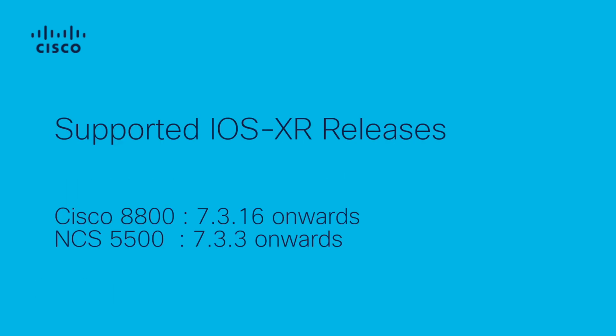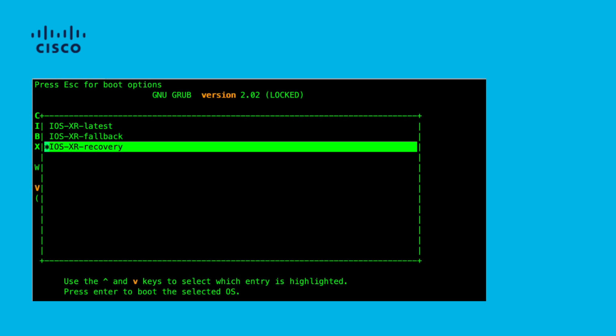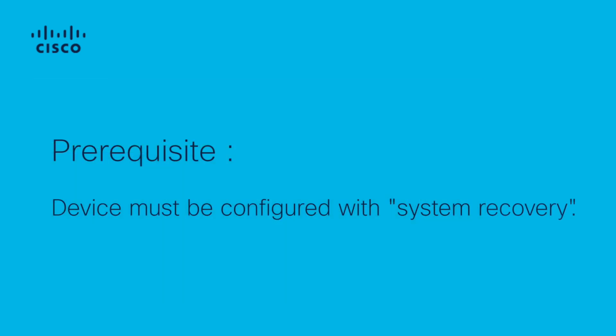Starting with iOS XR release 7.3.16 for Cisco 8000 series routers and 7.3.3 for NCS 5500 series routers, Cisco has introduced a new method for password recovery without the need to re-image the router. A new option called Cisco iOS XR Recovery has been added to the grub menu of the RP bootup to enable this password recovery procedure. There's one prerequisite though. The router must be configured with System Recovery, which is a new command to enable this new recovery feature, and it's not enabled by default.